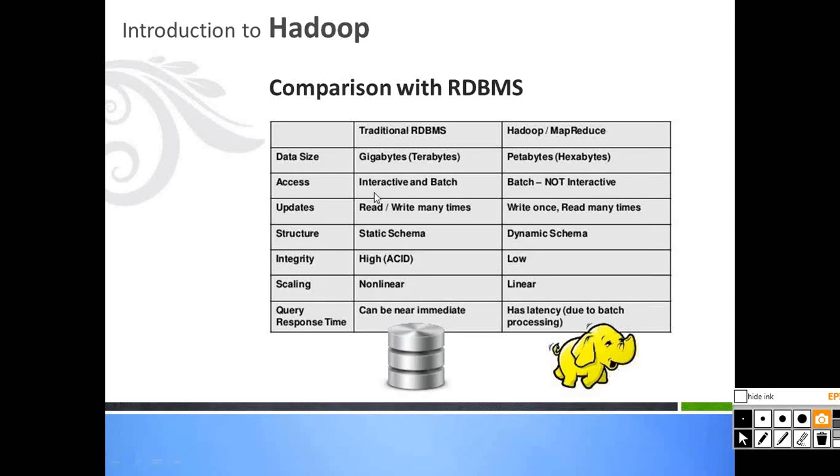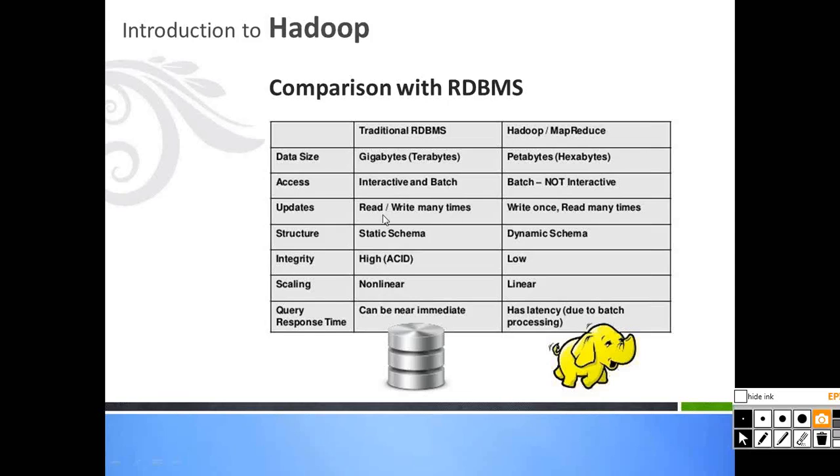So access is interactive most of the times. You fire a query, immediately you get a response in milliseconds or sub-second. Whereas in Hadoop it's all batch mode, it's not interactive. You submit a job, and you have to come out. After a while, you have to go to the Hadoop system again and inquire about the job, whether that job has been done or not. So in that sense it is not interactive, it's a batch model.